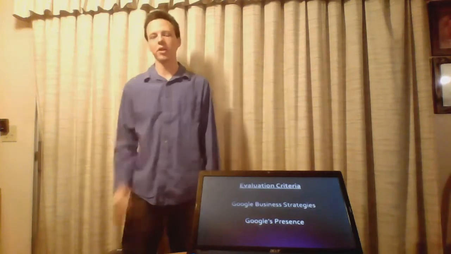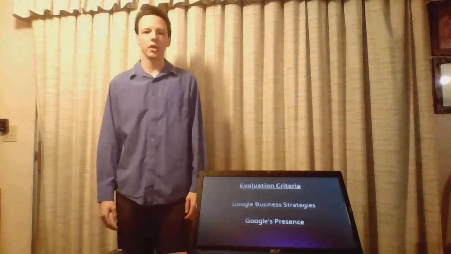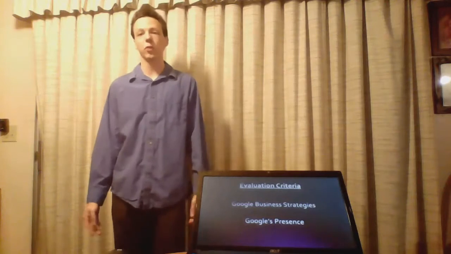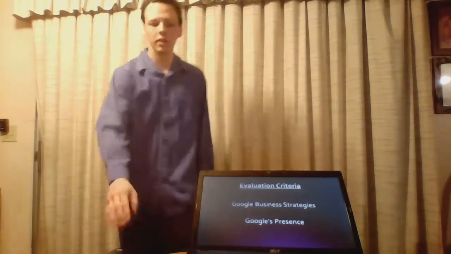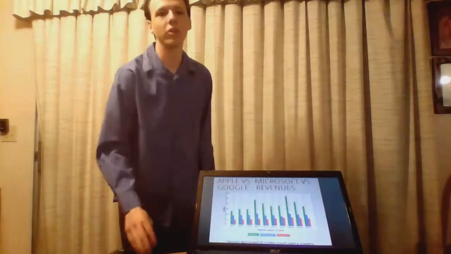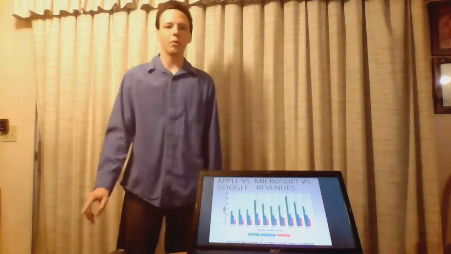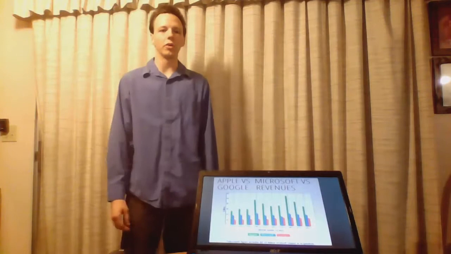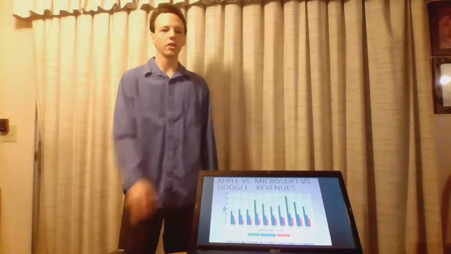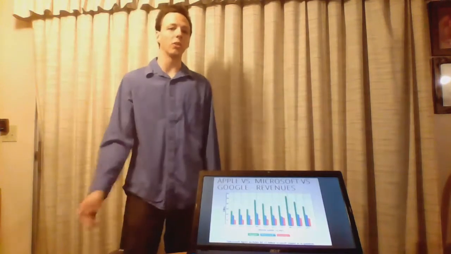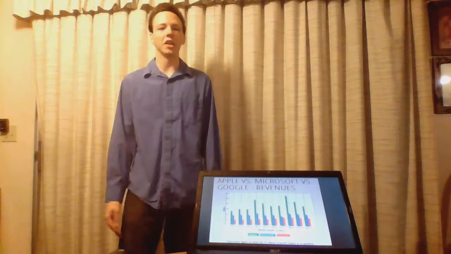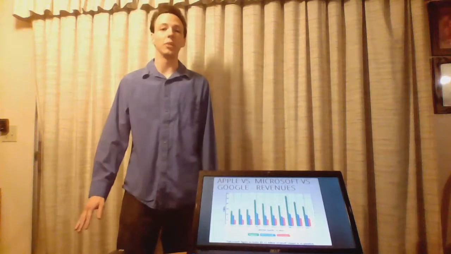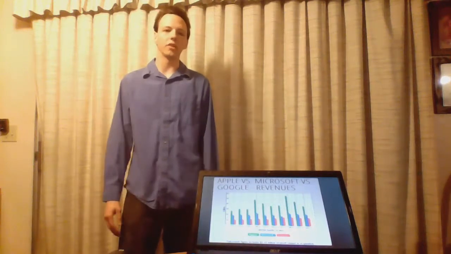Now let's talk about their presence in the physical world. We're going to be looking at their presence relative to their competition. According to this graph, we can see the revenue of three major companies: Apple, represented by the longest bar, which is green, Microsoft in blue, and Google in red. According to the chart, the revenue of Google is actually far below that of its competition, meaning that its presence isn't as high as it could be in the general marketplace.